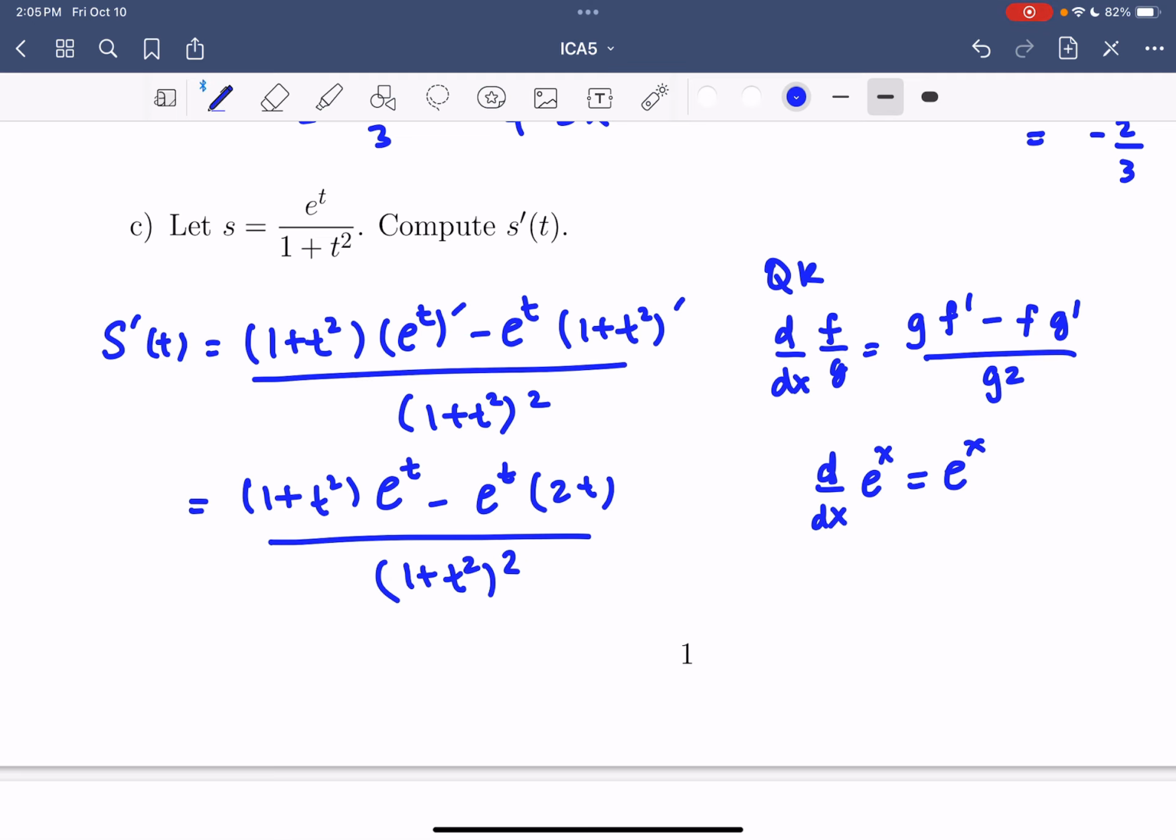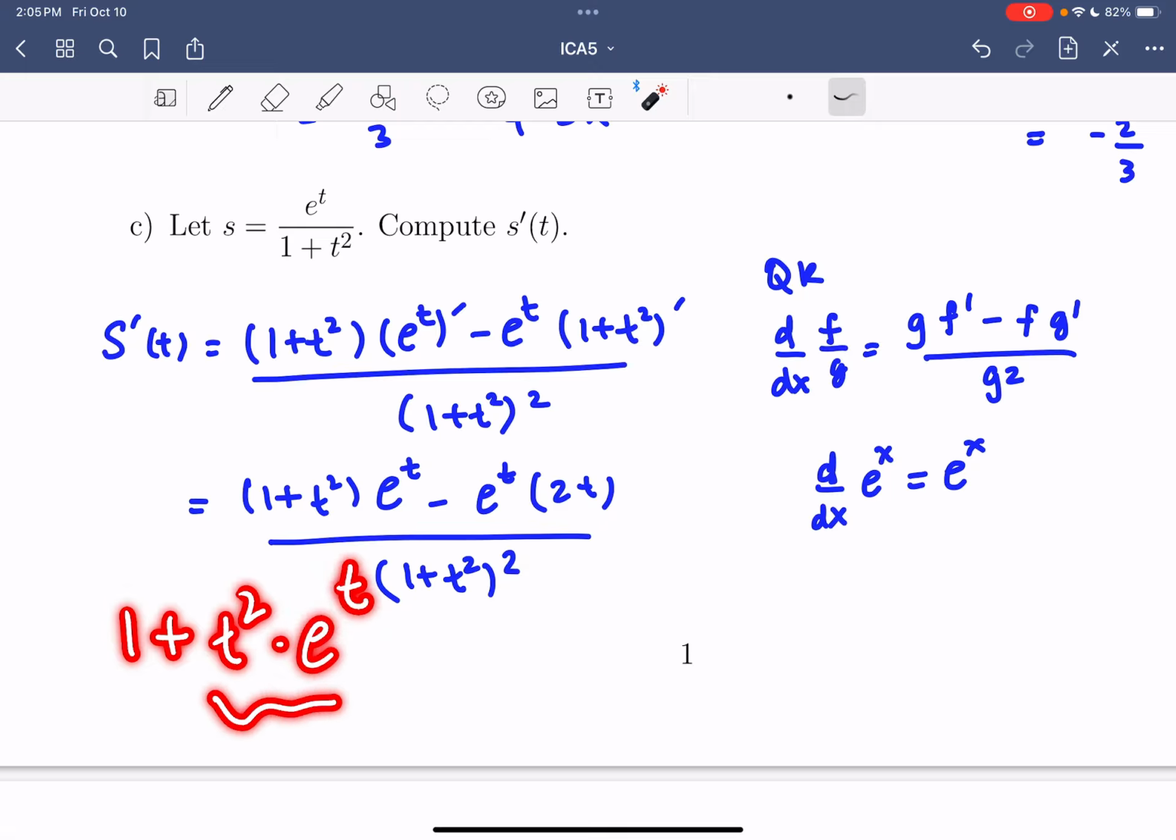No need to simplify. Let me mention something real quick. Be careful with the parentheses, okay? I see a lot of students write 1 plus t squared times e to the t. And I know what you mean, but it is mathematically incorrect. If you write 1 plus t squared times e to the t, you're multiplying these two together and then adding 1, and that's not what we want. So be careful, okay? All right, let's get into more interesting problems.